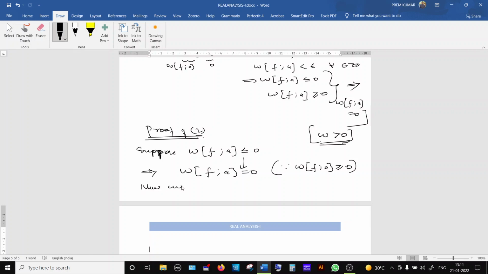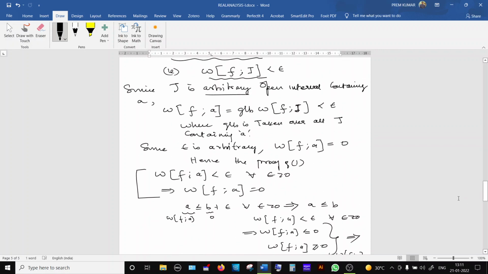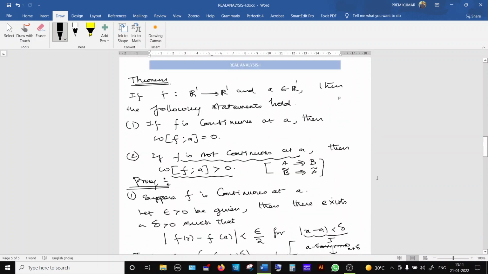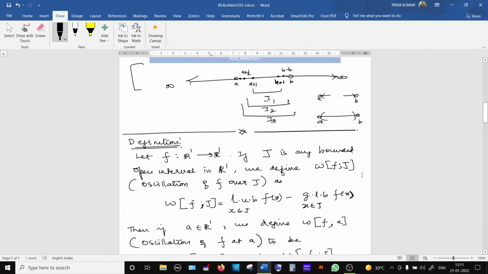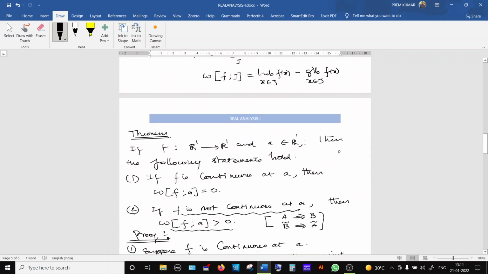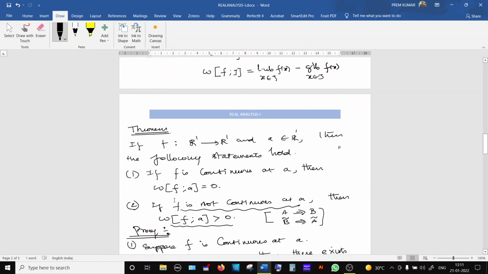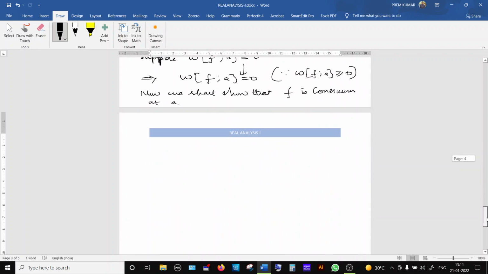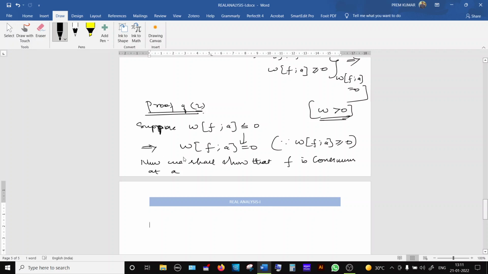Now we shall show that f is continuous at a. See the previous theorem: if f is continuous, then the oscillation is 0 at that point. See here, if it's continuous, then oscillation is 0. So we have not proved the sufficient part, that is, if this is 0, then f is continuous. Now we are going to prove the sufficient part only. So if this happens to be 0, then we are going to prove that f is continuous.